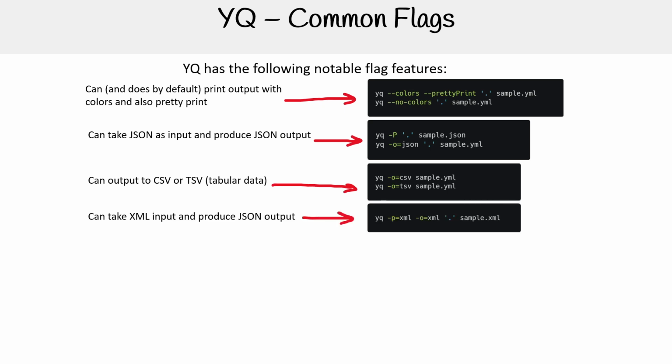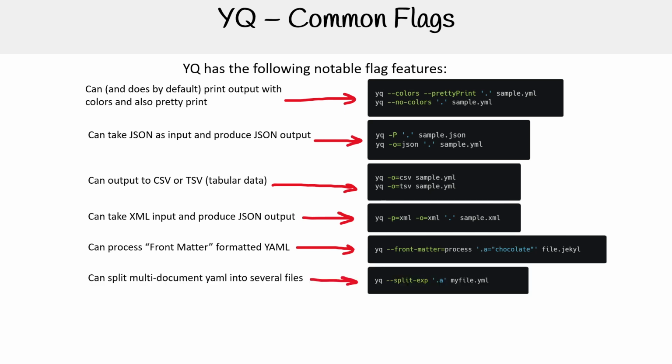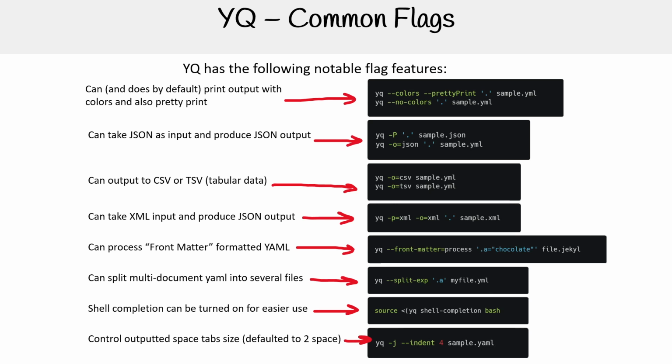You can also take XML input and produce JSON output. You can process front matter from YAML. Front matter is a special syntax that is used mostly for static websites, so it's interesting that it can process that. It can split multi-document YAML files into several files. And it has shell completion that can be turned on for easier use. It can control outputted space tab size. I mean, you really should keep it at 2, but it can do that. So a lot of cool functionality that you get when using yq.